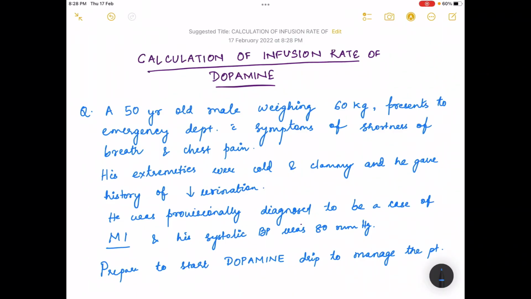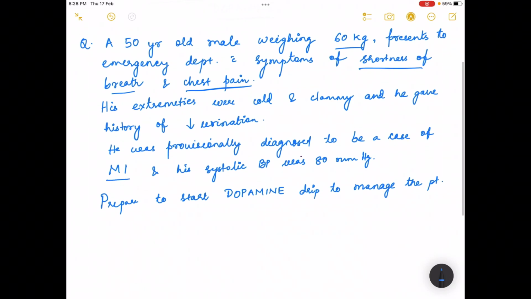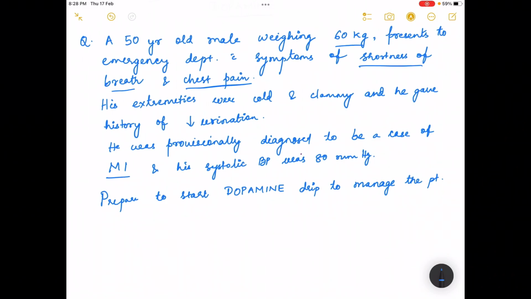Everyone, today we will be dealing with another topic, that is calculation of infusion rate of dopamine. We will study this with the help of one case. A 50-year-old male weighing 60 kg presents to the emergency department with symptoms of shortness of breath and chest pain. His extremities were cold and clammy, and he gave history of decreased urination. He was provisionally diagnosed to be a case of myocardial infarction, and his systolic BP was 80 mm of mercury. Prepare to start the dopamine drip to manage the patient.